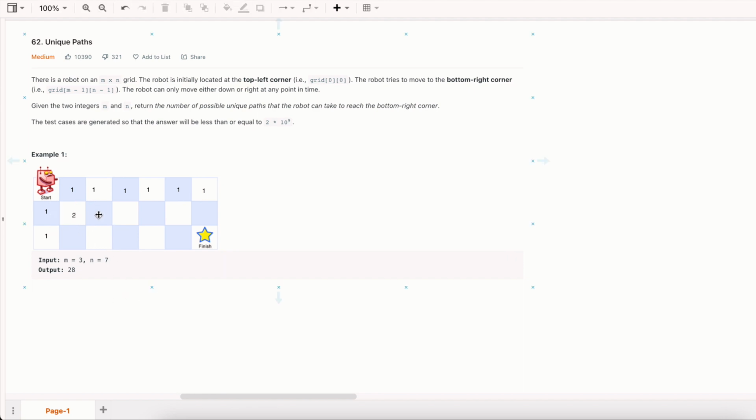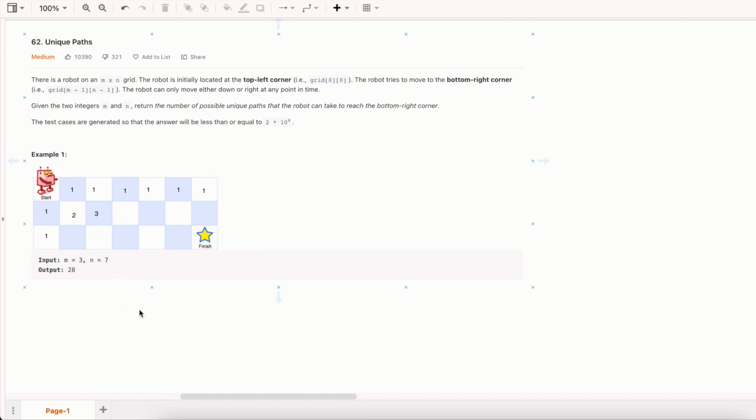How many ways are there to reach this cell? There are two ways to reach this cell and there is one way to reach this cell. So the number of ways to reach this cell is going to be 3. Now I think you guys would have found the pattern here, right?